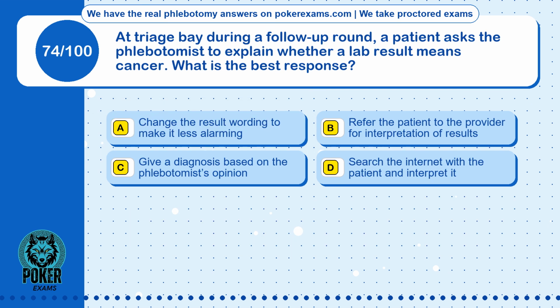Question 74. At triage bay during a follow-up round, a patient asks the phlebotomist to explain whether a lab result means cancer. What is the best response? Option A, change the result wording to make it less alarming. Option B, refer the patient to the provider for interpretation of results. Option C, give a diagnosis based on the phlebotomist's opinion. Option D, search the internet with the patient and interpret it.